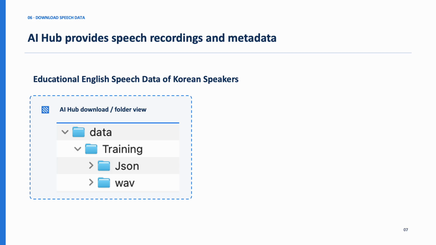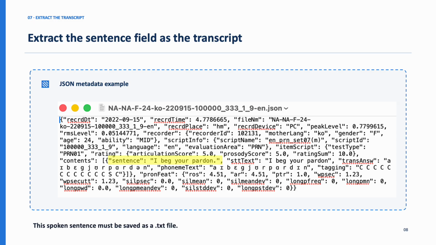After downloading the dataset, you will usually see 2 folders, WAV and JSON. The WAV folder contains the speech recordings and the JSON folder contains the metadata. If you open the JSON files, you will see various types of information as shown in the picture. Among these, the only information MFA needs is the sentence field for the transcription answer. For example, sentence, "I beg your pardon." This field contains the actual spoken sentence. We need to save this sentence as a text file.